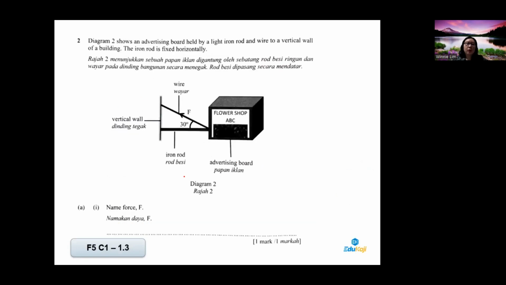Question 2 is from Form 5, Chapter 1, Forces in Equilibrium. Diagram 2 shows an advertising board held by a light iron rod and wire to a vertical wall of a building. The iron rod is fixed horizontally. First, name the force F. F is located over here, in a wire. It is like holding something, like a string or wire used to hold something. Basically, the wire will have tension, so the force is called tension.